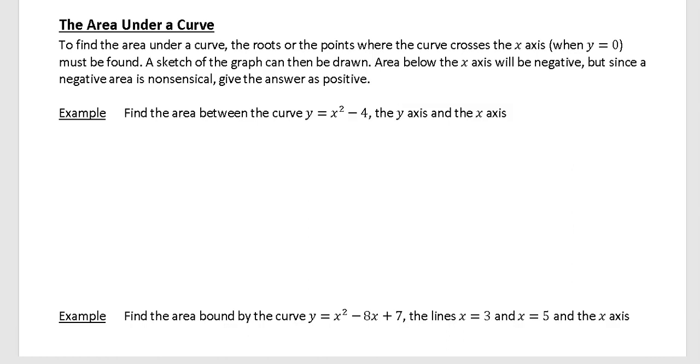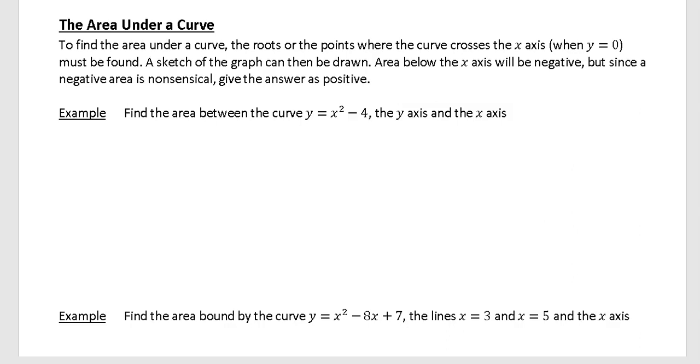In this video, we're going to look at how we can use integration to find the area under a curve. So we're going to jump straight to the answers. It says, find the area between the curve y is equal to x squared minus 4, the y-axis and the x-axis. So a good thing to do here would be to do a little sketch.